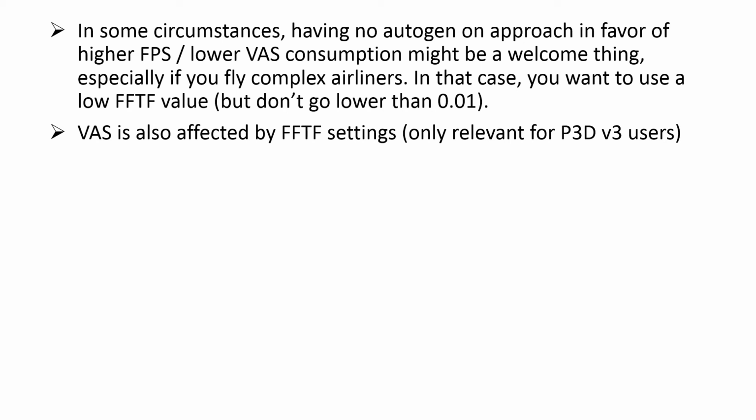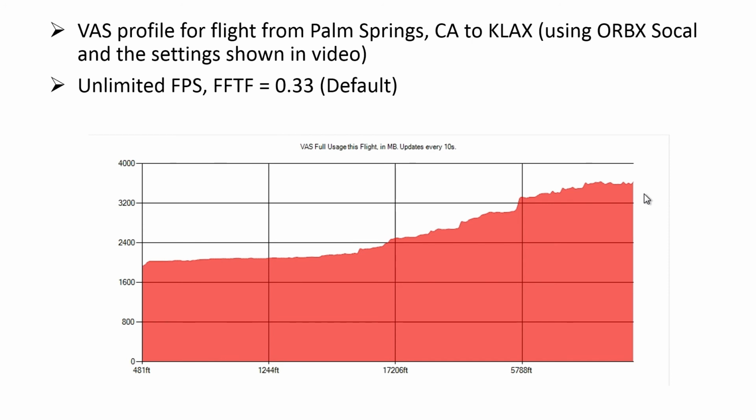All the flights that I've shown you in the video were made from Palm Springs, California, to Los Angeles International Airport using Orbx Southern California. And as you see, that add-on is quite a VAS hog. I started at just over 2000 megabytes, and then the load of VAS progressively increased up to 3600. That's without limiting your frames and without adding the FFTF tweak to your Prepar3D configuration file.